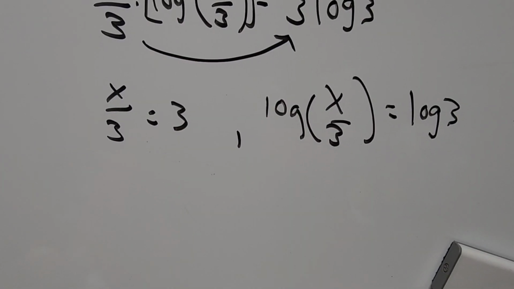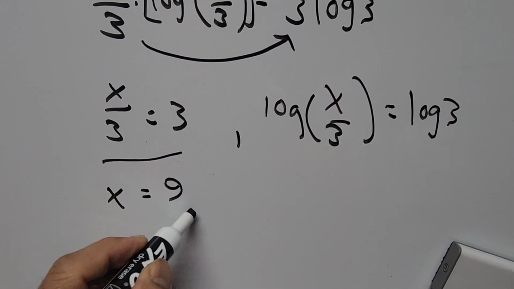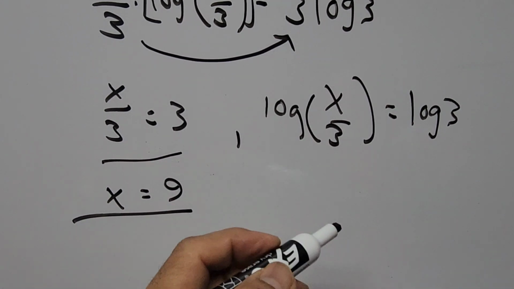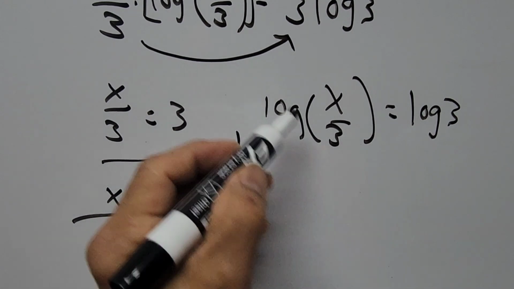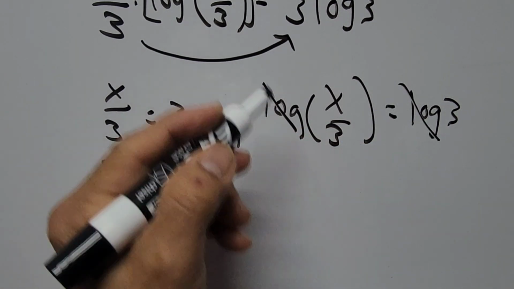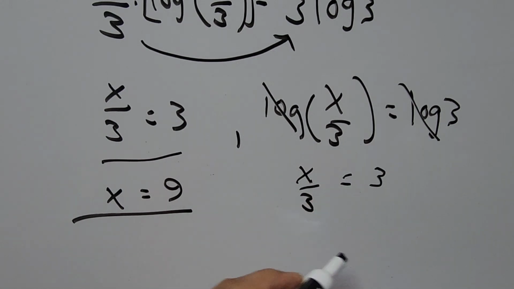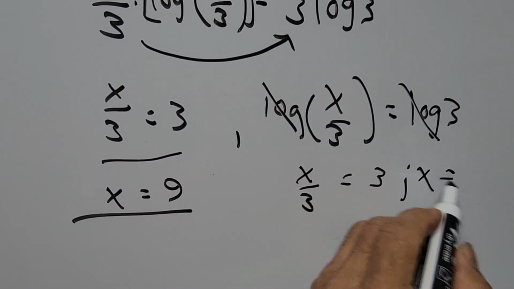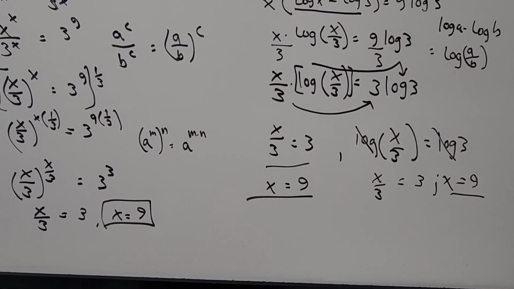Now solving for x over 3 equals 3, x is equal to 9. On the other side, we have log of x over 3 is equal to log of 3. So then we can cancel the log, so x over 3 is the same as 3. This is the same, x is equal to 9. And so with those two methods, we have the same answer. x is equal to 9. All of these are 9, the same way.